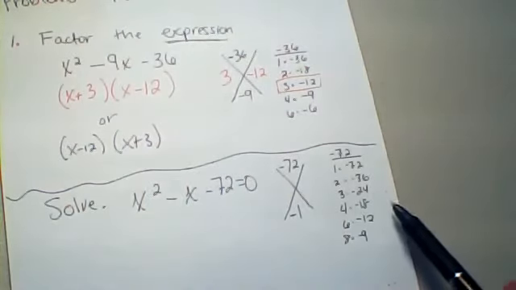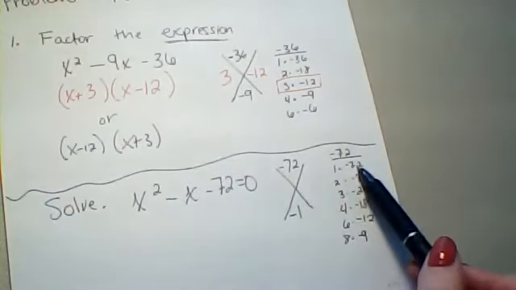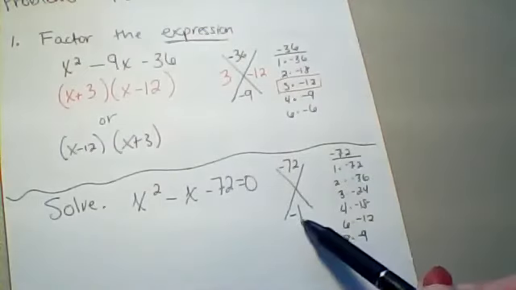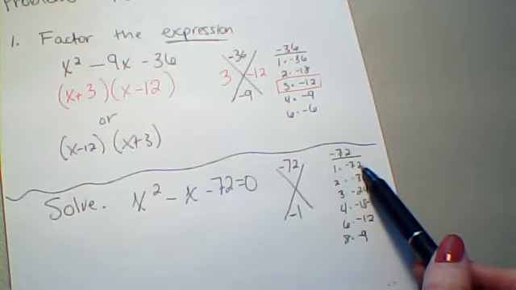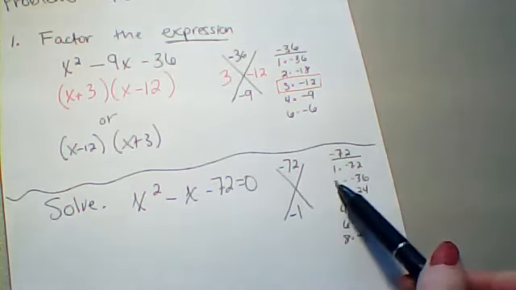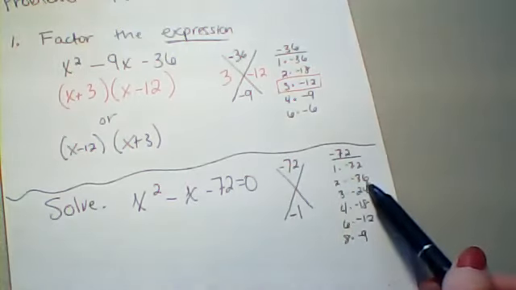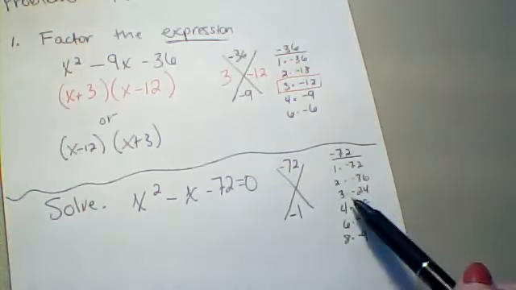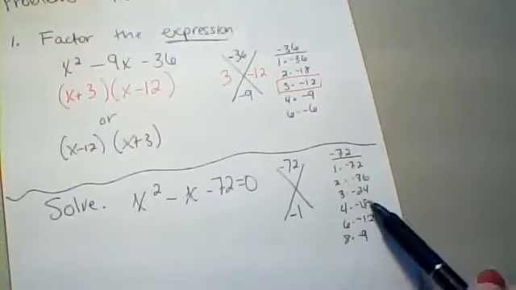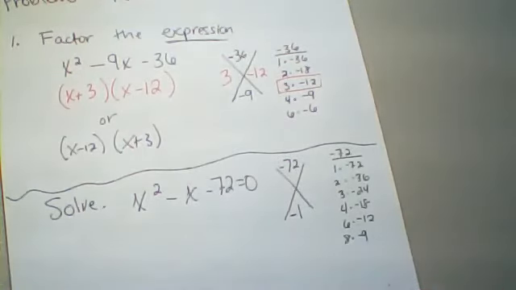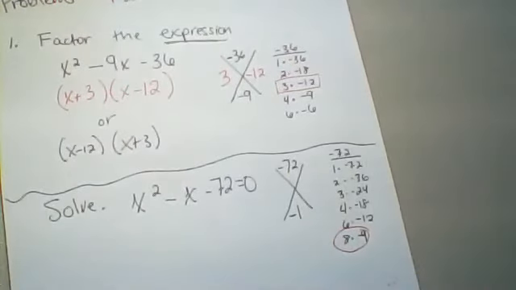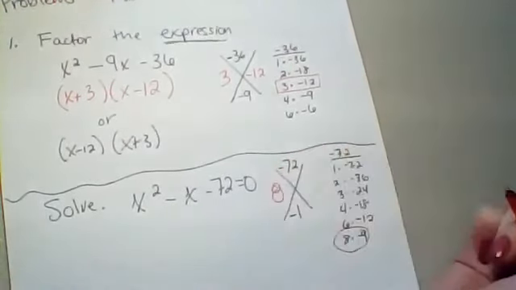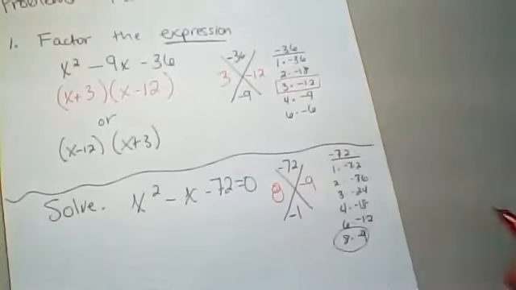Now that I've listed those, I need to look to see which ones, when I add the two numbers together, give me negative 1. Like 1 plus negative 72 is going to give me negative 71, so we know that doesn't work. 2 times negative 36 is not going to work because that gives us negative 34. So you keep adding together until you get negative 1. You can see that those numbers are going to work. So I've got an 8 here and a negative 9 there, just like when we're doing expressions.